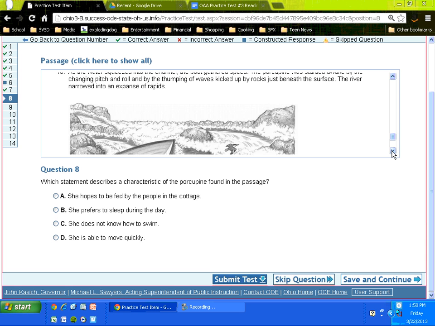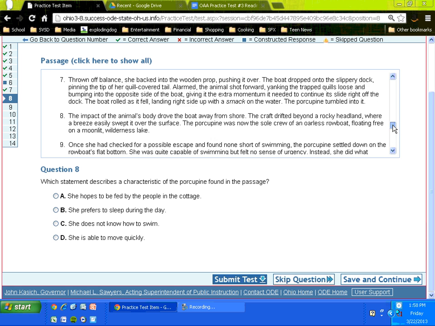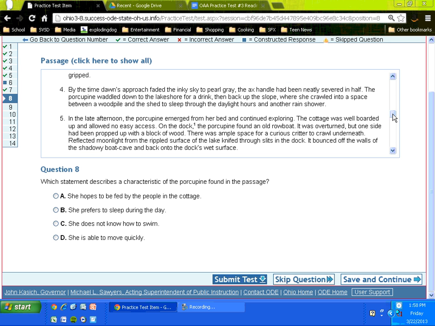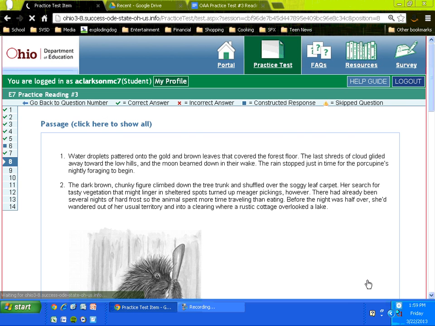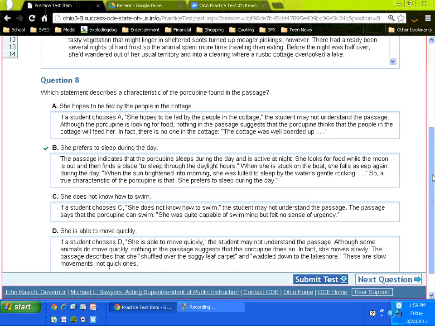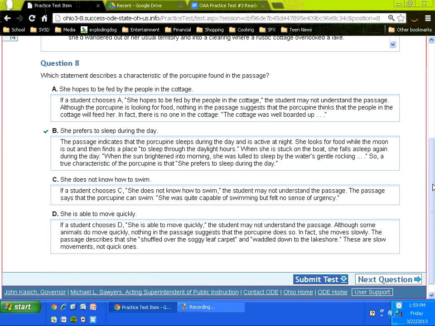Maya. Paragraph 4 is the porcupine waddled down to the lakeshore for drinks and back up to the slope, which she called into a space within the woodpile, and the shelter station with Dale and Albert in another room. Excellent. Good enough. I know you've got more, Aisha, but I think we've got it. B is correct. And we are right. Next question.